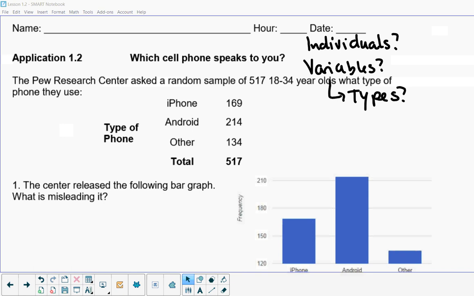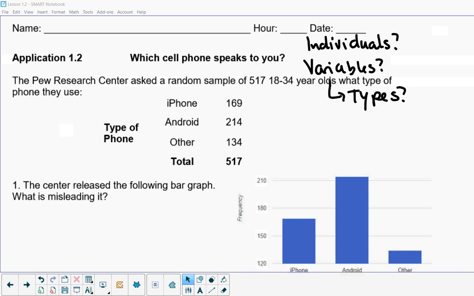The individuals should be the 517 18 to 34-year-olds in the survey. The variables are the types of cell phones that they have. So iPhone, Android, other. What will we consider these variables? Are they quantitative or categorical? These are categorical because it's not something we would take the responses and do averages of. That's when they are quantitative. These are just looking to see what the results are. So these would be categorical.